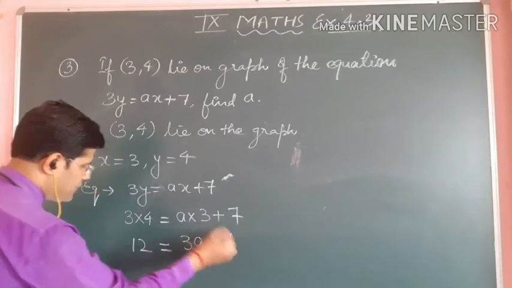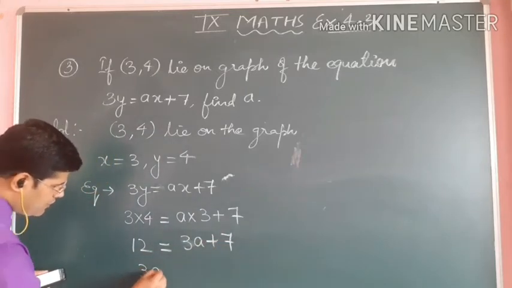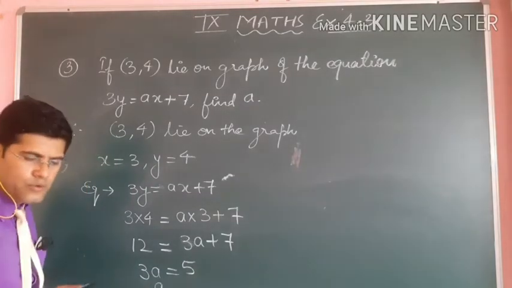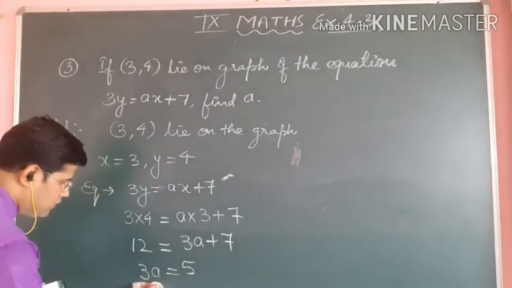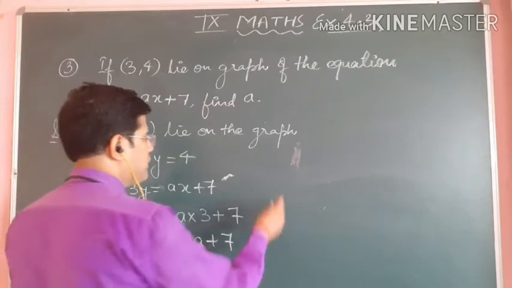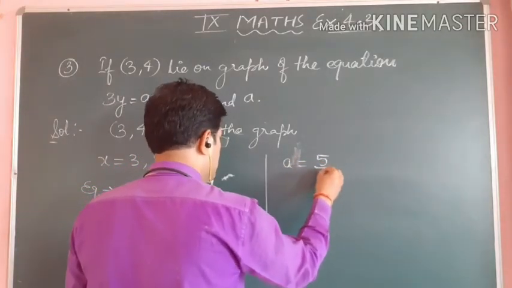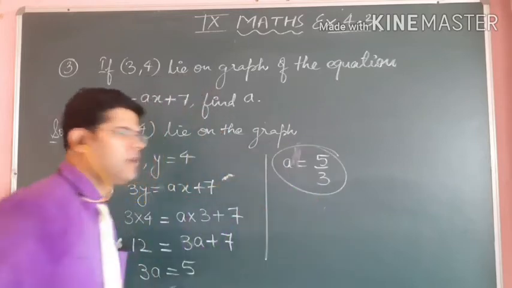And we transpose this 7. Then 3a is equal to 5 and a is equal to. So here the board is cut off from this portion, so here we write a equal to 5 upon 3. Now this is the value of a.